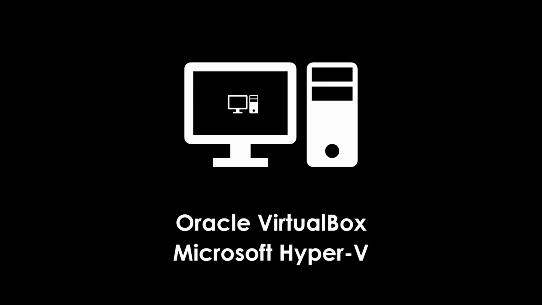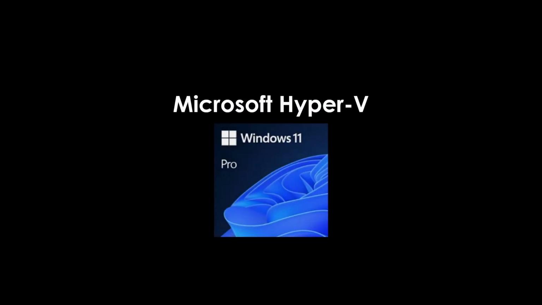There are two ways to run a virtual machine. One is to use Oracle VirtualBox, which we downloaded earlier, or use Microsoft's own virtualization technology called Hyper-V. The catch being Hyper-V is only available to Windows Pro line of operating systems.